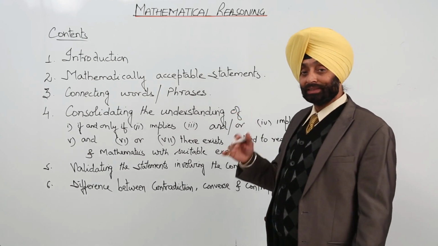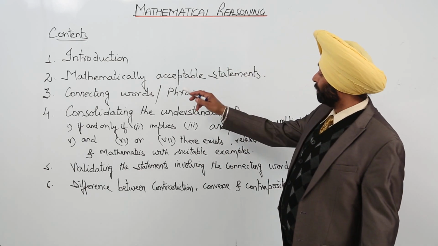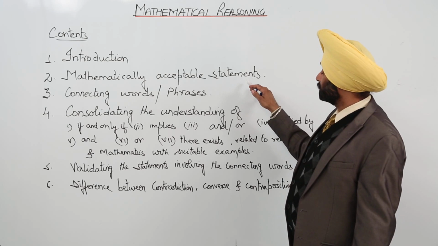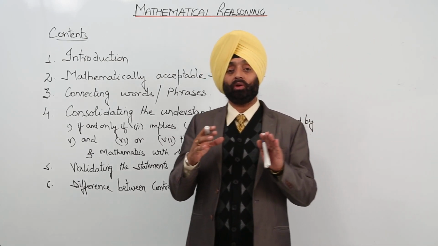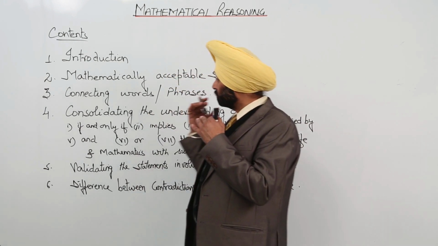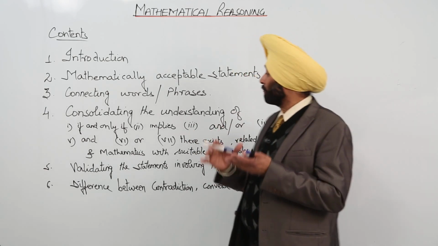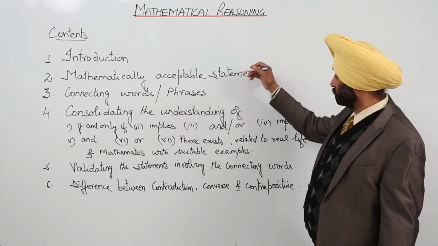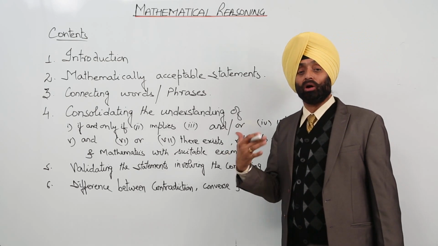First of all, the contents are introduction, a brief introduction about the chapter. Then mathematically acceptable statements. Now what does this mean? This means statements which you are already aware of, which you have already done in the junior classes. We are just going to do those statements with mathematics. Okay. Now connecting words, oblique phrases. Same thing, you will just be thinking the sir has written something related to mathematics or with English.